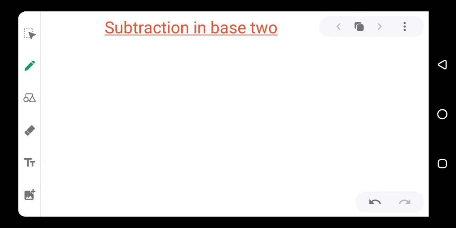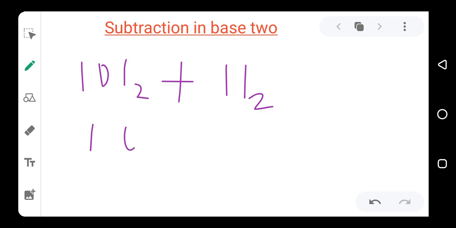Let's recap what we did in addition. We said that if we are given two numbers to add in base 2, assuming we have 101 in base 2 to be added with 11 in base 2, what we are going to do is first of all to learn how to arrange it. So we have 101, and here we have 11, and then we have 1 plus 1 is 2. We don't write 2 in base 2. We don't write anything more than 1.